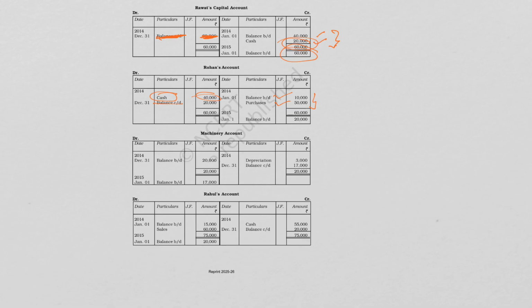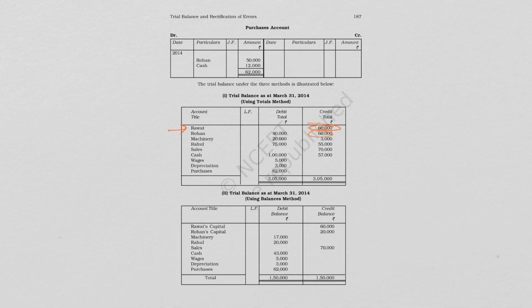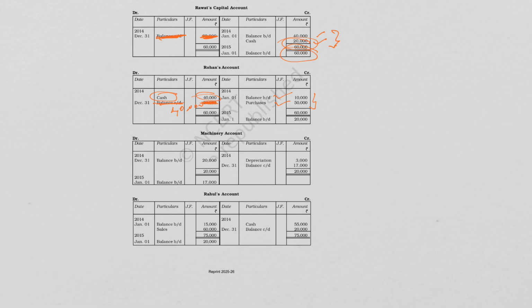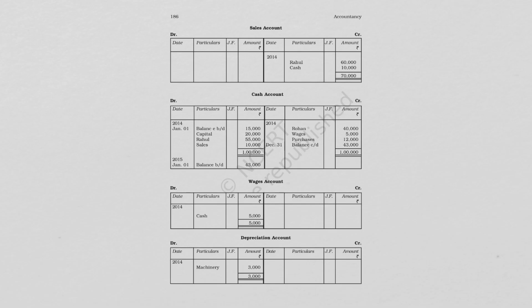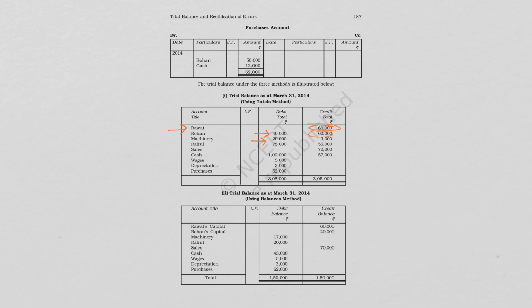Here also just leave the carried down. So the total here is 40,000. So we'll write this 40,000 here on the debit side of Rohan's account. Then we have the machinery account. Machinery depreciation we have charged rupees 3,000. So this will be a credit total. Here we had balance brought down 20,000. So on the debit side we have written 20,000, on the credit side we have written 3,000.